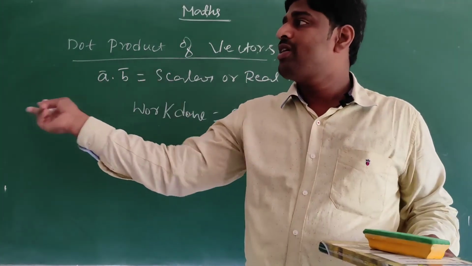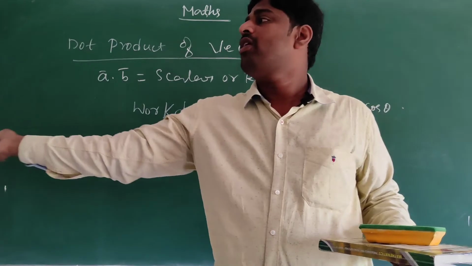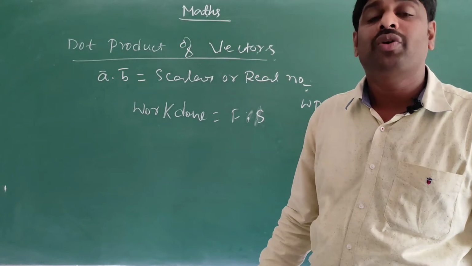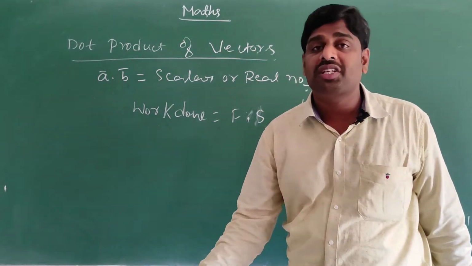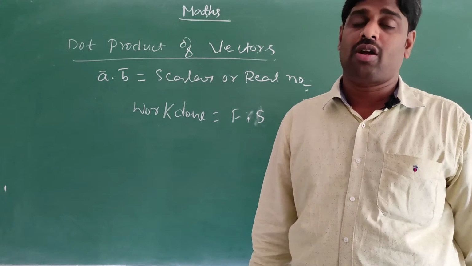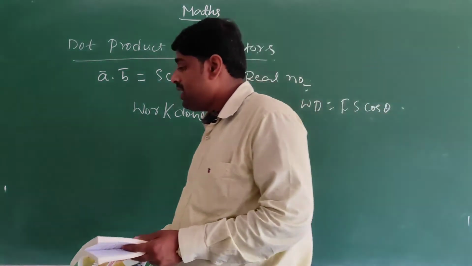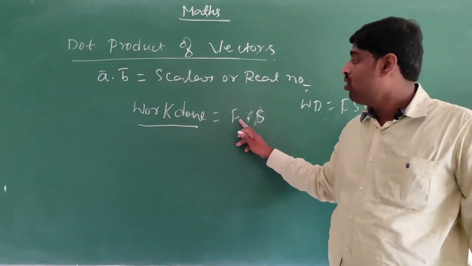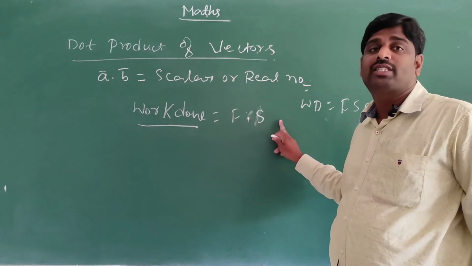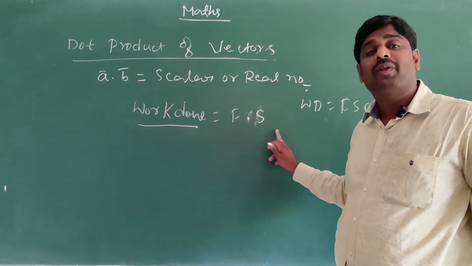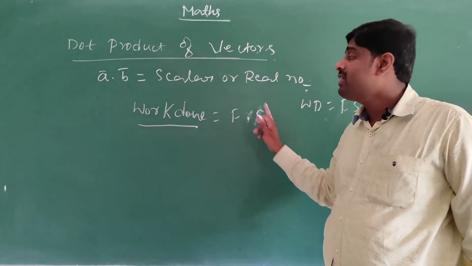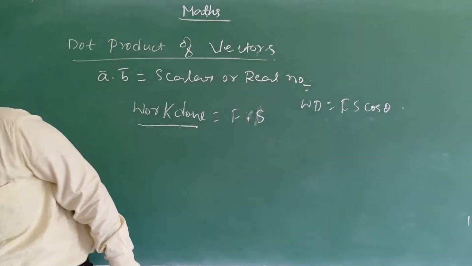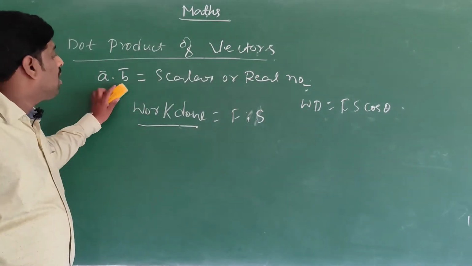When you close the door, rotational motion is happening, so you get the cross product. When rotational motion is not happening, you get the dot product. The dot product of vectors is work done. A very simple example is work done equals Fs, that is force into displacement. Force is a vector, displacement is a vector, and vector dot vector is a scalar. This is called the dot product of two vectors, according to physics.